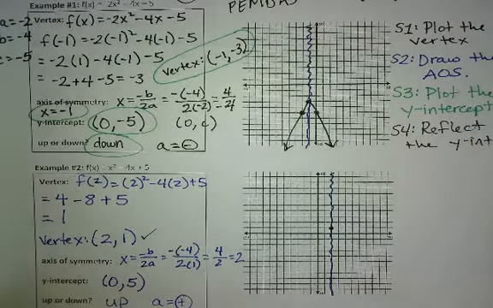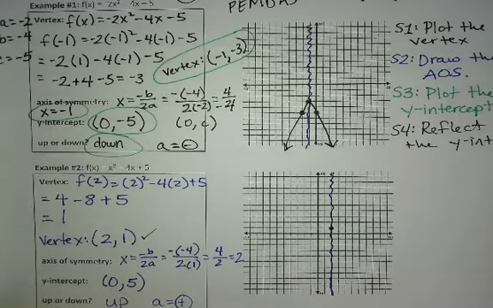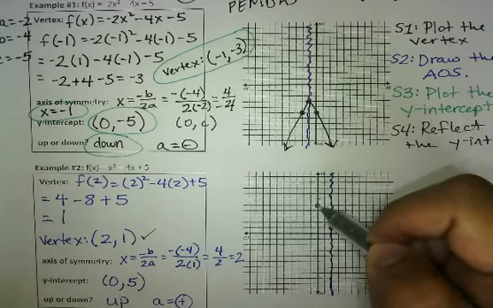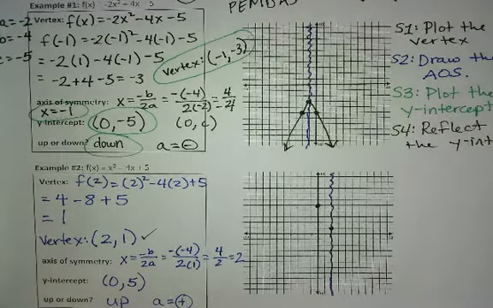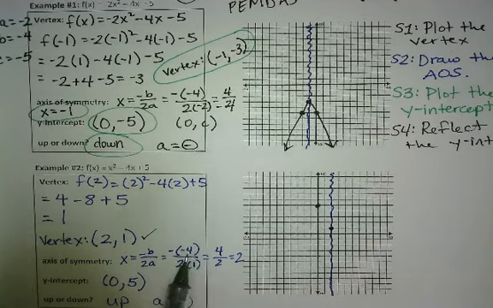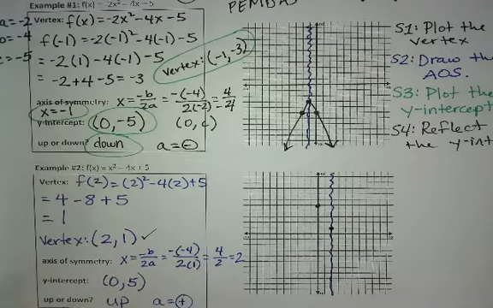So now let's graph using the steps we used above. 2, 1. Our axis of symmetry, or line of reflection. Our y-intercept is 0, 5. 1, 2, 3, 4, 5.